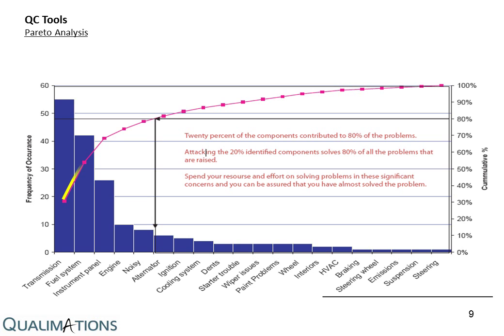The 80% point on the cumulative occurrence indicates where the problem areas are concentrated. This is by just 5 areas. These are the 20% that impacted the 80%. The 20% of all areas: transmission, fuel, instruments, engine and noise contribute to 80% of all concerns.